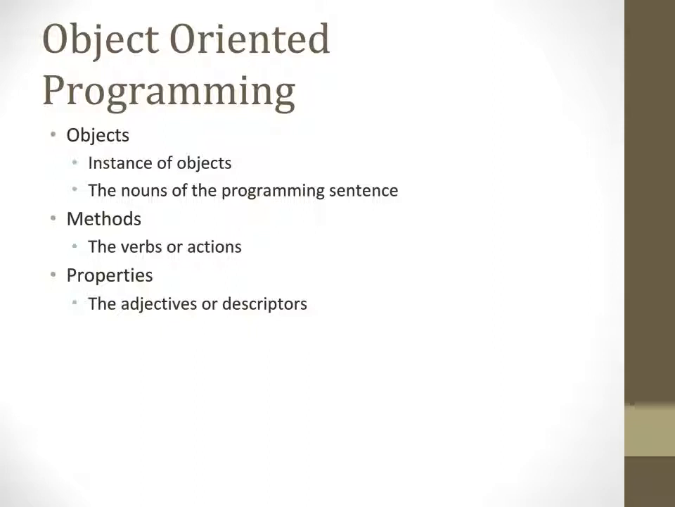Now the methods are also built into the programming language, and they're generally associated with objects. Methods are the verbs or the actions that can take place, and certain objects will have certain verbs associated with them that make sense. So the methods aren't just interchangeable, they're pre-built into the programming language to where certain objects can do certain things. Now properties are the same way. A lot of times they're tied to the objects themselves, and properties describe the object. They're the adjectives or the descriptors of the object. And so those are the basic building blocks of our programming language.